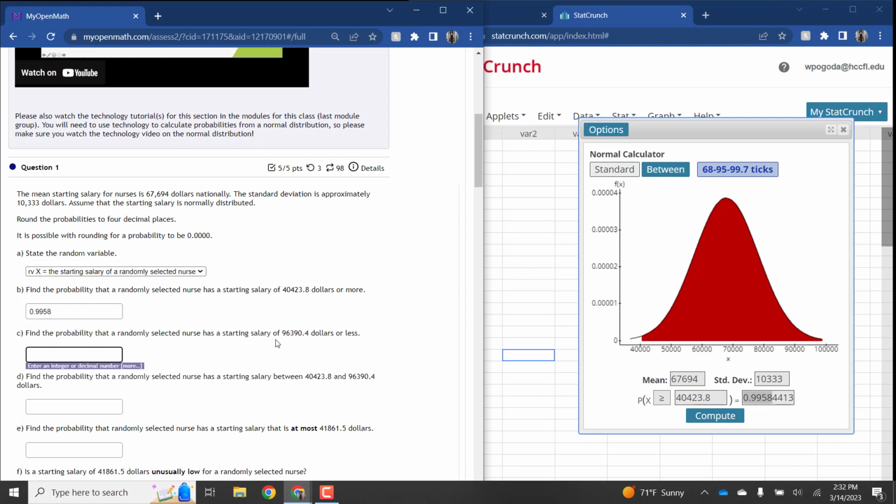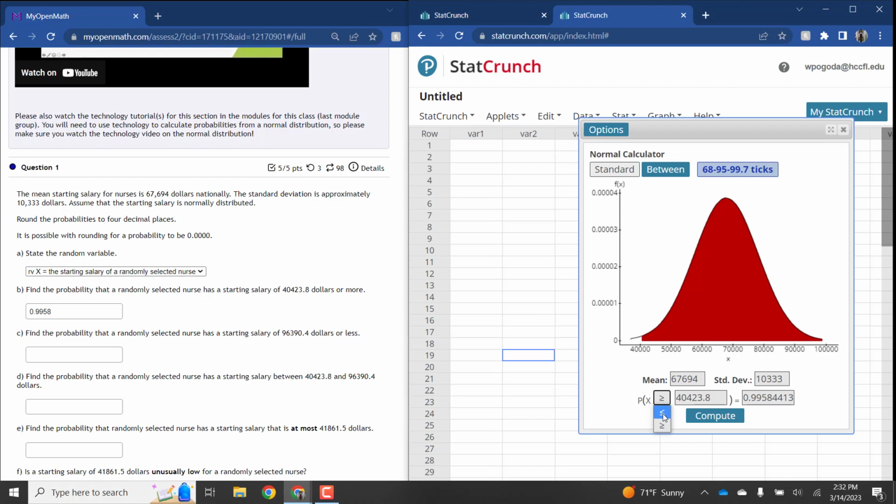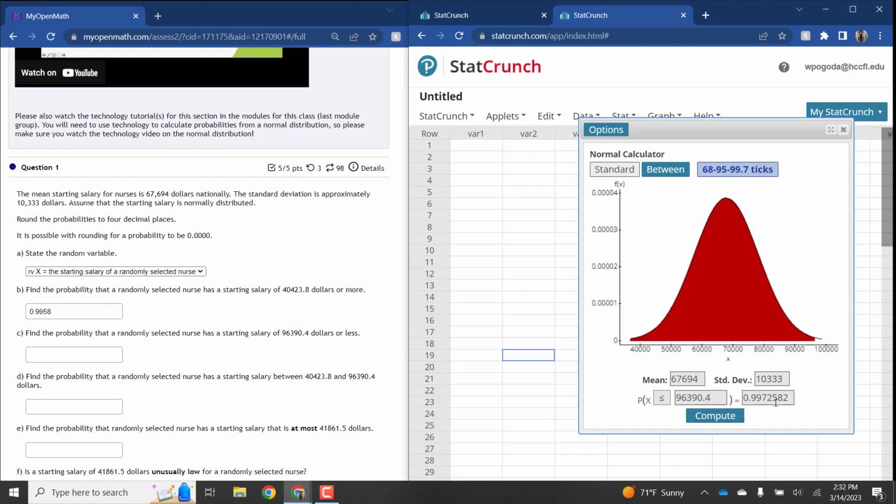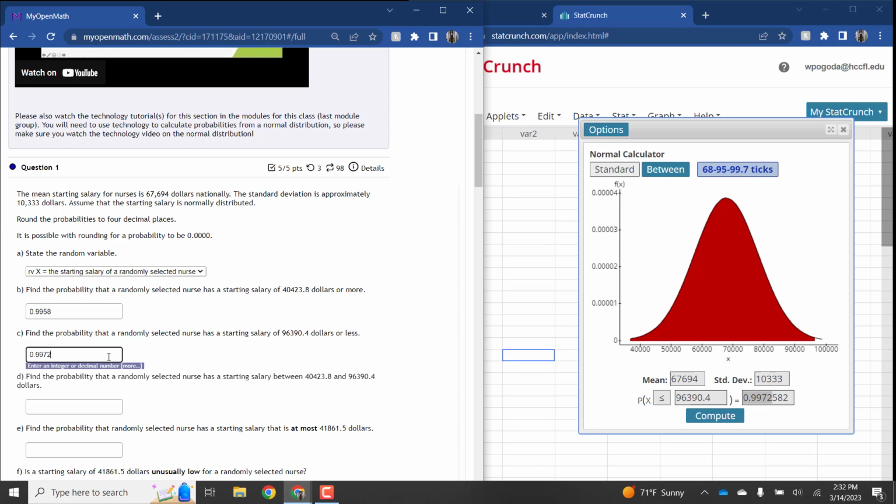All right, next question, we want to find the probability of a starting salary being $96,398.4 or less. So we want to do the less than symbol. Type in 96,398.4. And so we want to find the probability x is less than this number. Click compute, and this is our answer. We're going to round to 4 decimal places, but because the next number is a 5, that rounds the 2 up to a 3, so I'll have to fix that.